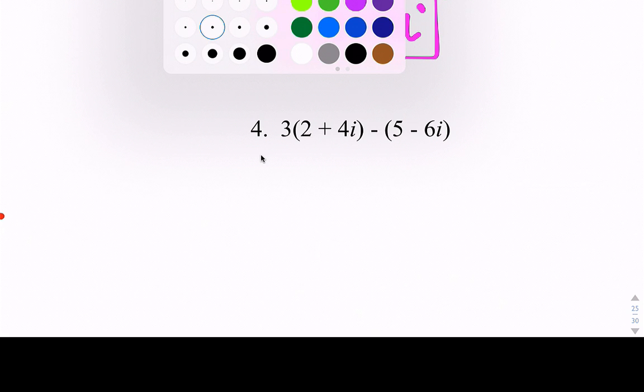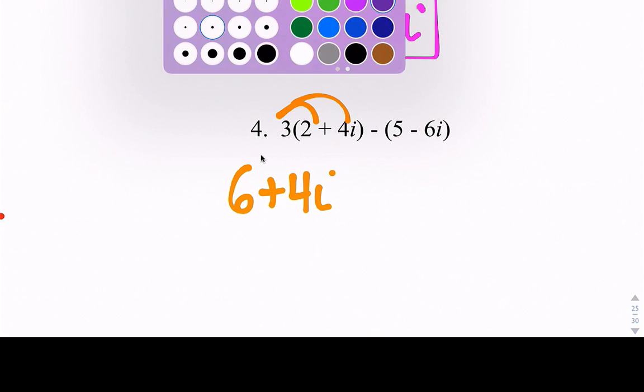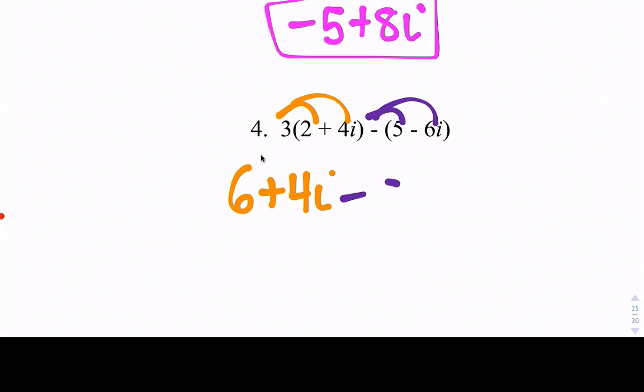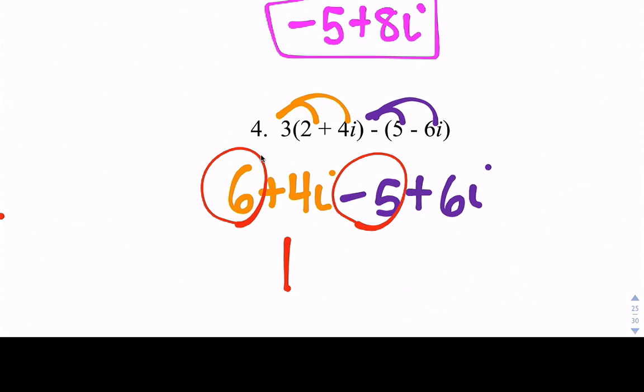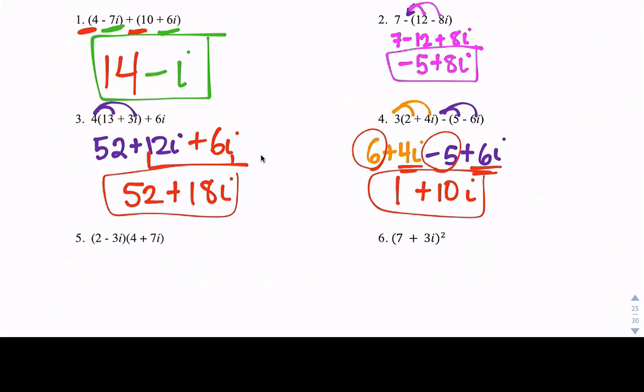So again, we've got to distribute. We'll get 6 plus 4i. Distribute this negative. So minus 5 plus 6i. And then again, you add together your real numbers and your imaginary numbers. So 6 minus 5 is 1. 4 plus 6 is 10. So 1 plus 10i. All right, so that's adding, subtracting, combining like terms, distributing.